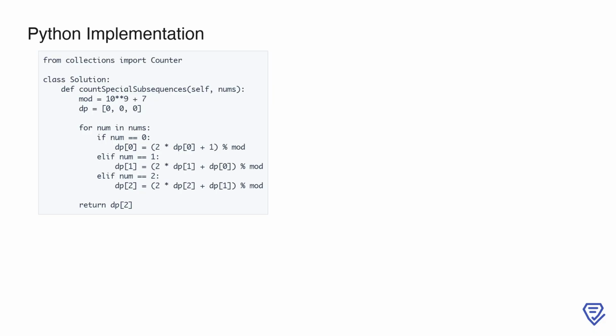3. If the number is 2, it can extend subsequences ending in 1, forming new subsequences ending in 2. Thus, the count of subsequences for 2 doubles, and we add the current count of subsequences ending in 1. At the end, dp2 contains the total count of special subsequences ending in 2, which is the desired result. This approach is efficient with an O(n) time complexity and O(1) space complexity.